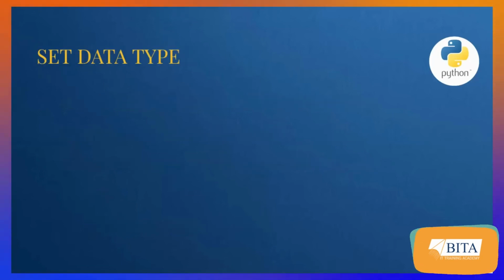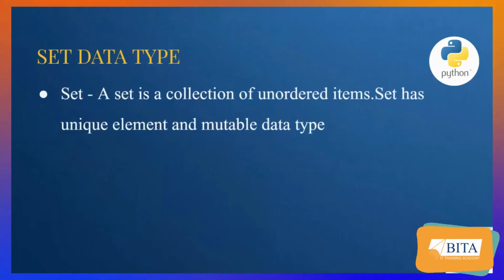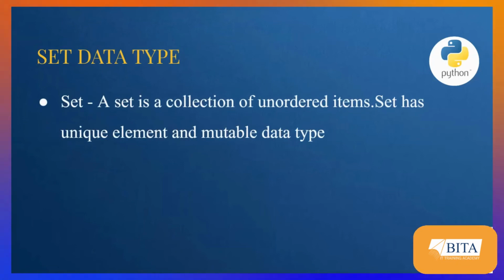Next one is the set data type. What is a set? Set is an unordered collection of elements. In list and tuple, all the data is stored in an ordered manner. The order won't be changed. But in set, the order will definitely change. And set has unique elements, which means it won't allow duplication. If you compare with list and tuple, both tuple and list allow duplicate elements. And set is a mutable data type. Mutable means we can modify the set once we create it.